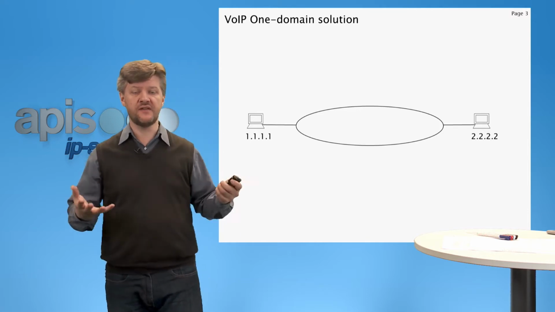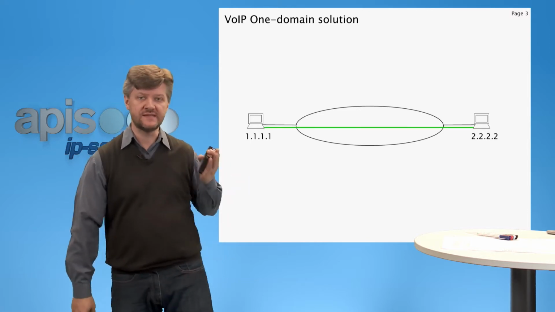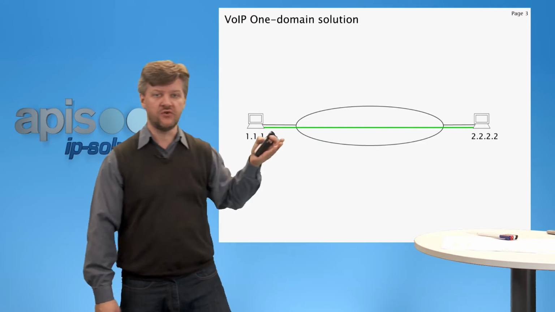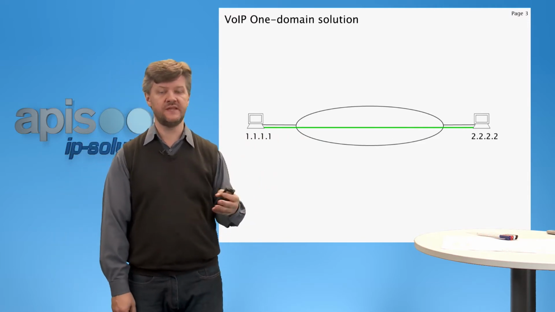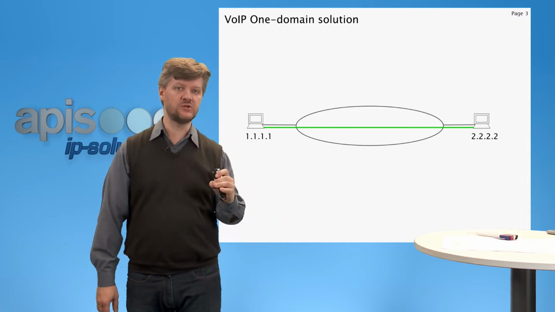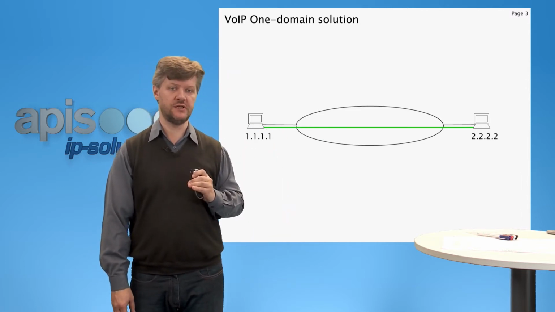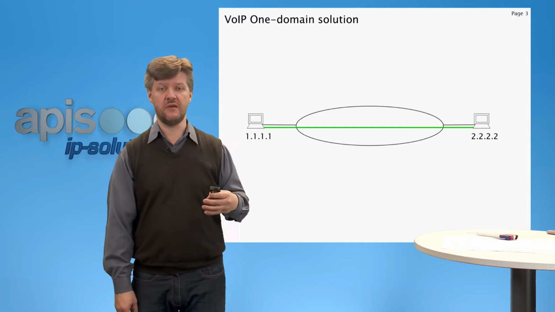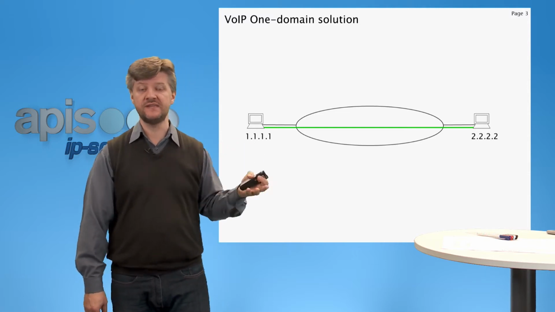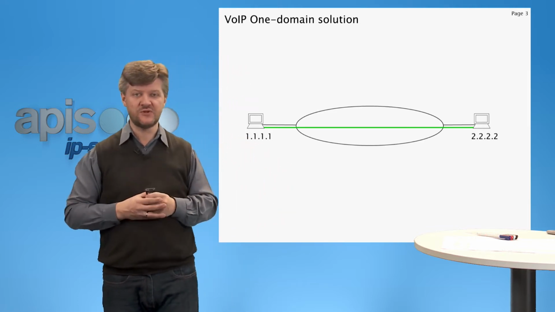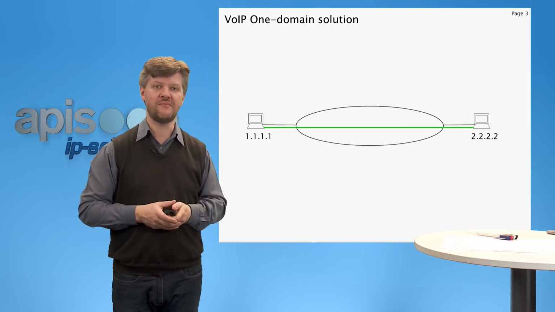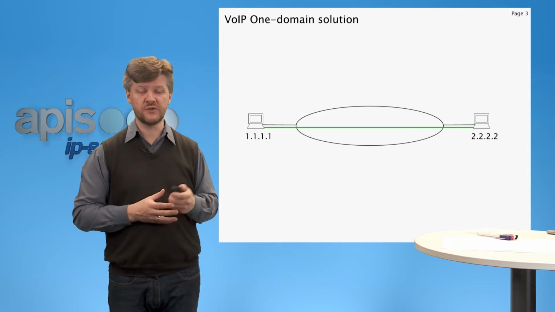So they both have IP addresses, and what they want to do is this. They want to stretch a green line between them. This green line is media. This is IP packets with small snippets of voice. How much voice? Well, maybe 10 milliseconds, 20 milliseconds, 40 milliseconds. That's the range we're talking about here for every IP packet. So that's what they want to do.